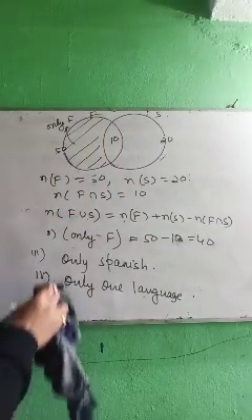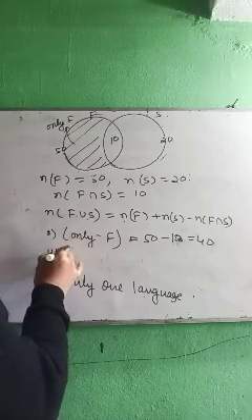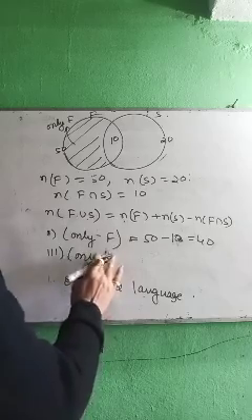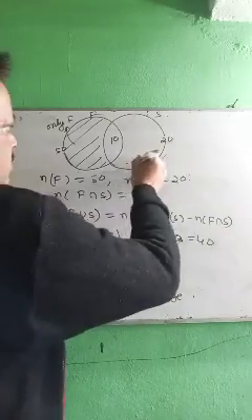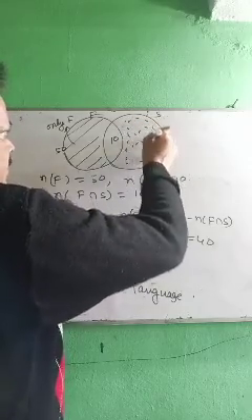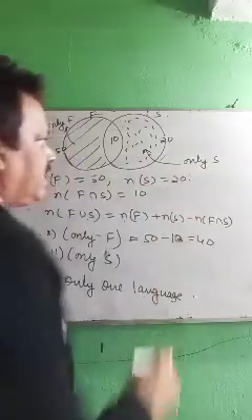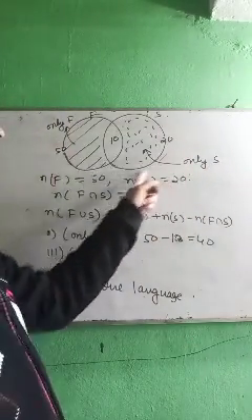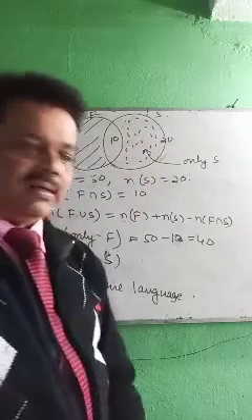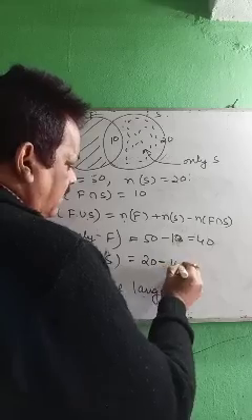Then comes up only Spanish. Only S is this one dotted part. How to find only S? Now from total, if you subtract 10, you will get this only S. So that will be 20 minus 10, that is 10.